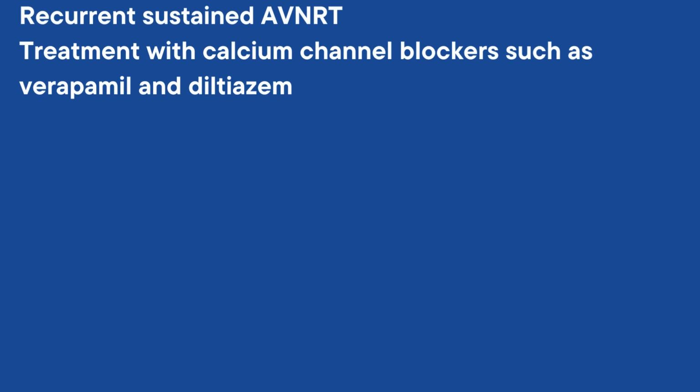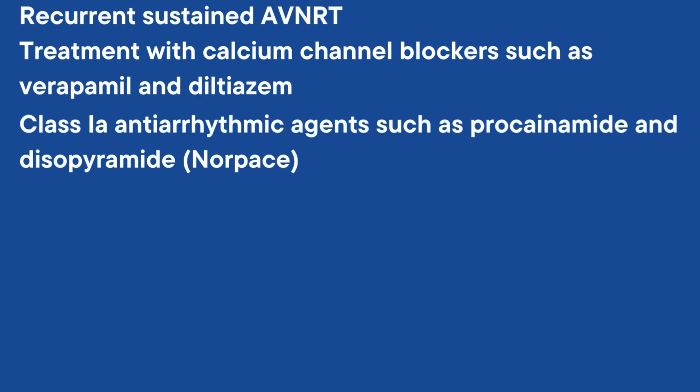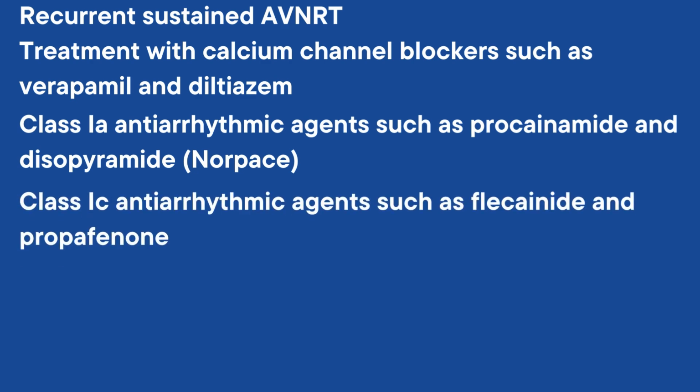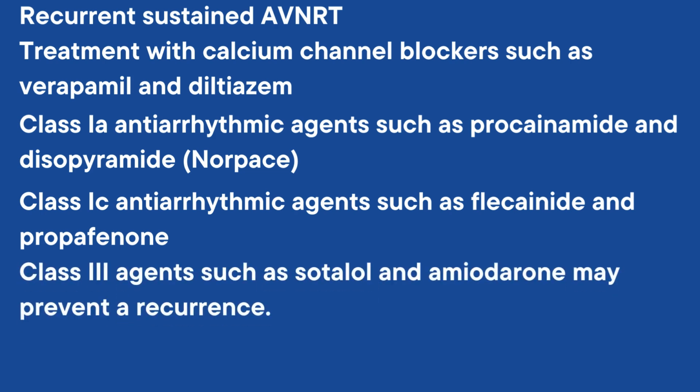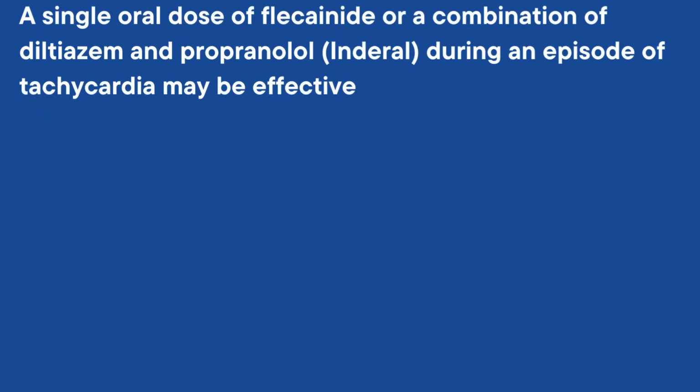For recurrent sustained AVNRT, treatment with calcium channel blockers such as verapamil and diltiazem, Class 1A antiarrhythmic agents such as procainamide and disopyramide, Class 1C antiarrhythmic agents such as flecainide and propafenone, and Class 3 agents such as sotalol and amiodarone may prevent the recurrence. If the rhythm is infrequent and there is no underlying cardiac structural disorder, a single oral dose of flecainide or a combination of diltiazem and propranolol during an episode of tachycardia may be effective.